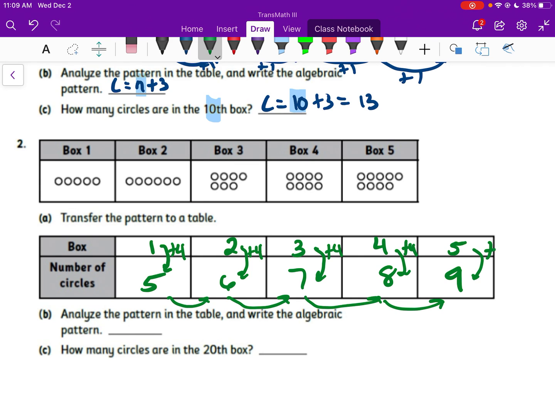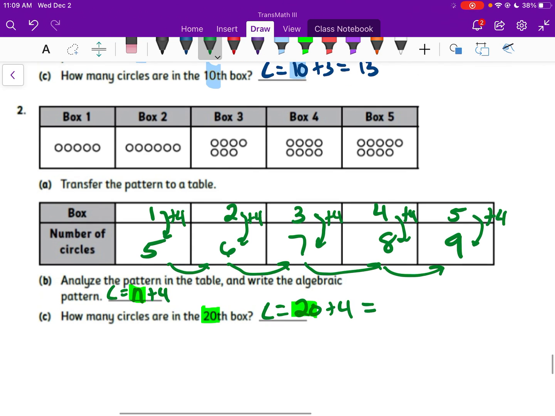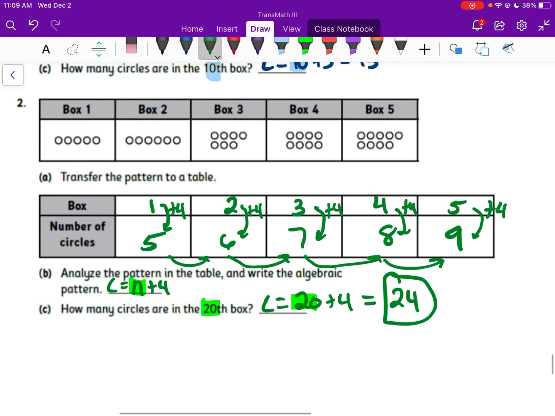Okay, so in this case, the number of circles is equal to the box number, which is represented with n, plus 4. In this case, for C now, we're looking for the 20th box. Okay, 20th box. And again, n is representing the box number, so we're replacing n with 20, so 20 plus 4 in this case. So the number of circles in the 20th box is 24. Okay. The most important thing is that we're finding that pattern of n plus 4.